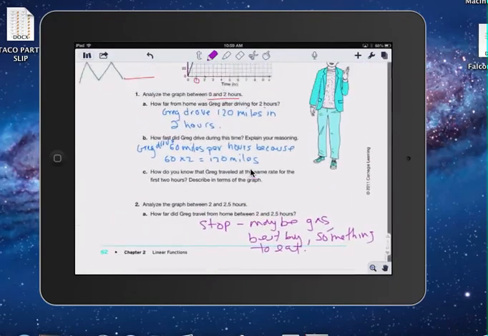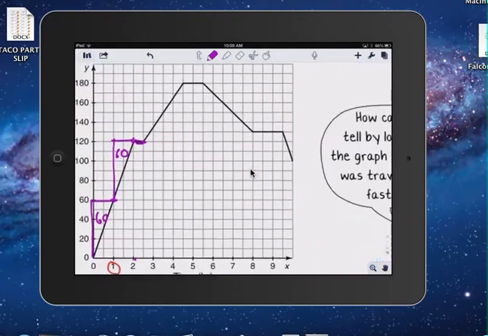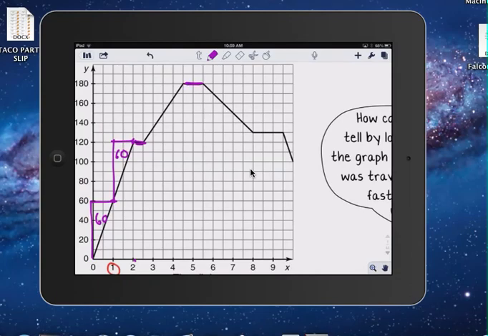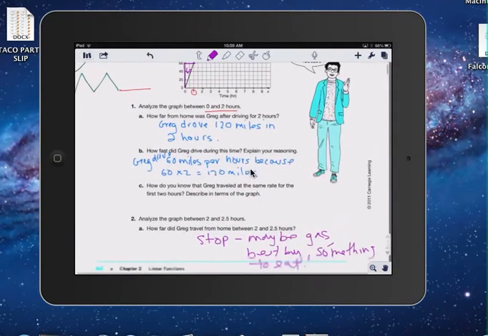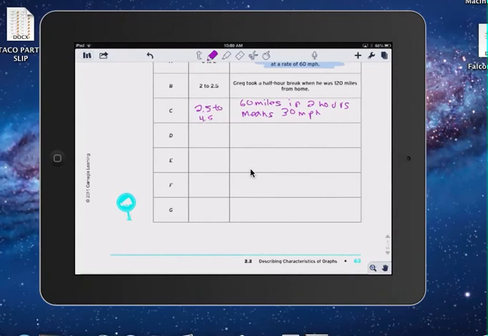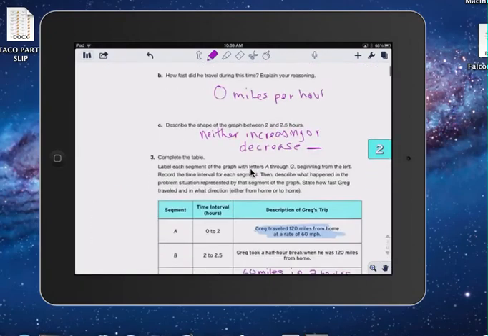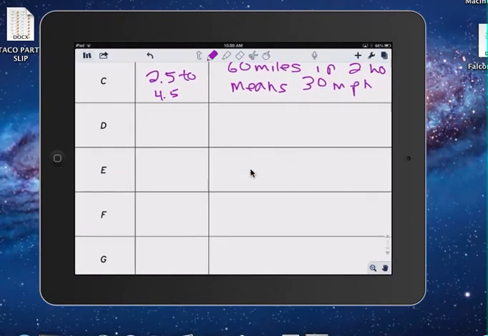Now, what happened next to the graph? What happened here? He stopped. Make up a story and why he stopped. He stopped to eat. 4.5 to 5.5. He stopped to eat. Whatever. He stopped and chat with friends. Texting safely. He went to Starbucks. I don't care.